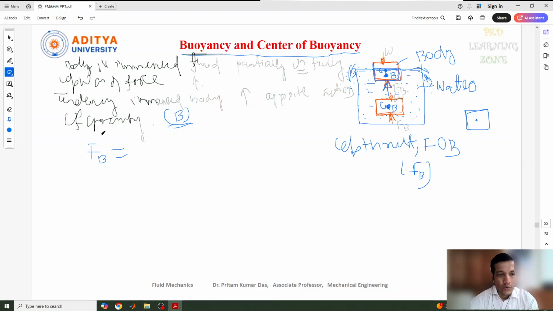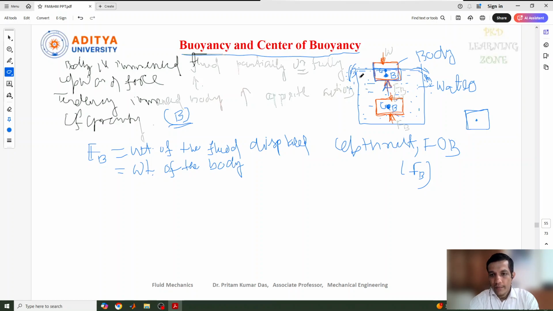Okay. So we can say the force of buoyancy is equal to the weight of the fluid displaced. The fluid which was displaced from this container, if you measure it, that weight will be equal to the force of buoyancy. Or we can also say it is equal to the weight of the body. Okay, so this is how to calculate the force of buoyancy on this object.